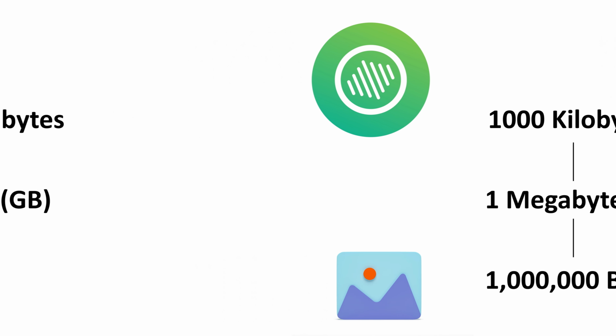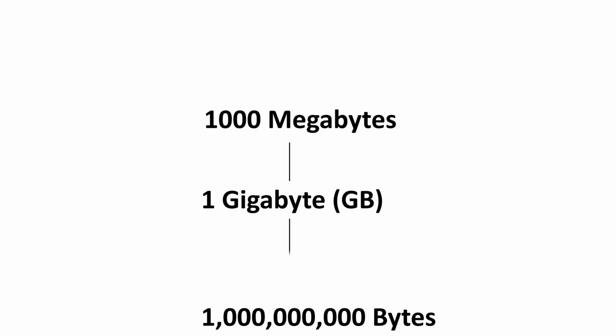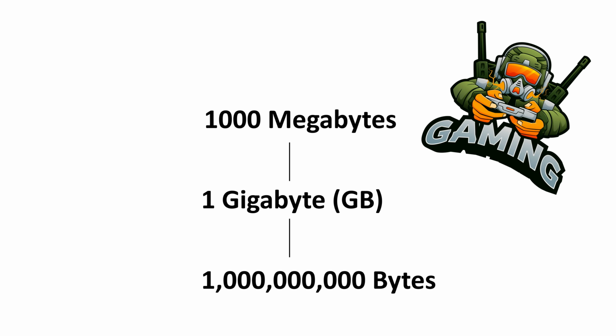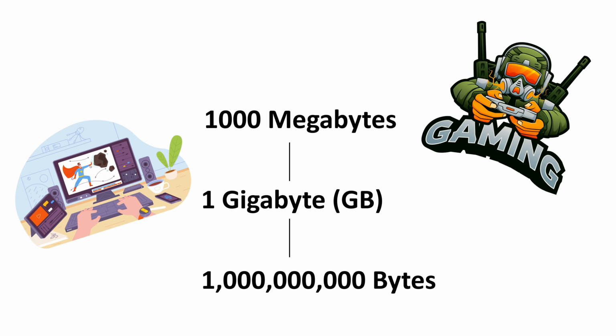When you have 1,000 megabytes, you get 1 gigabyte or GB. That's 1 billion bytes. You usually see gigabytes when dealing with large files or high-quality media. This is also the unit you see when buying a phone or a laptop to check how much storage it has. And it's not just storage. RAM is also measured in gigabytes.